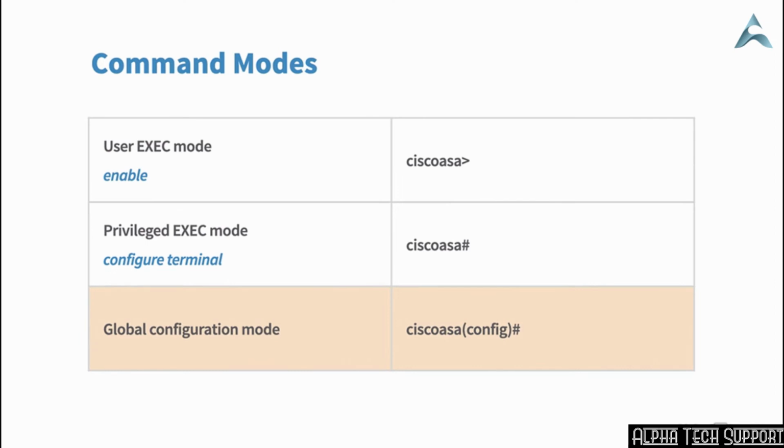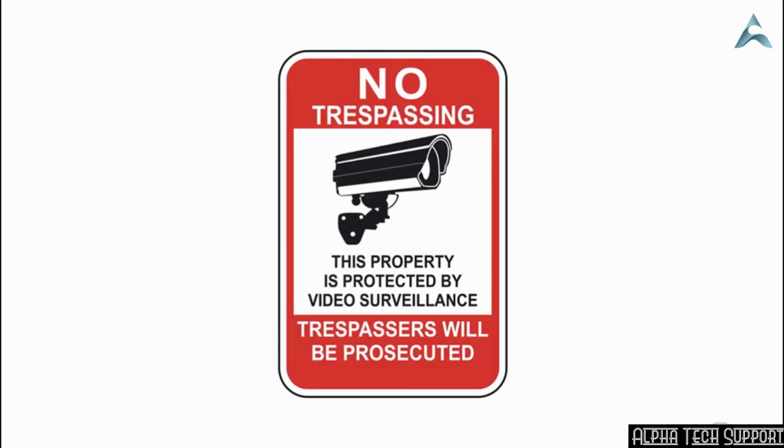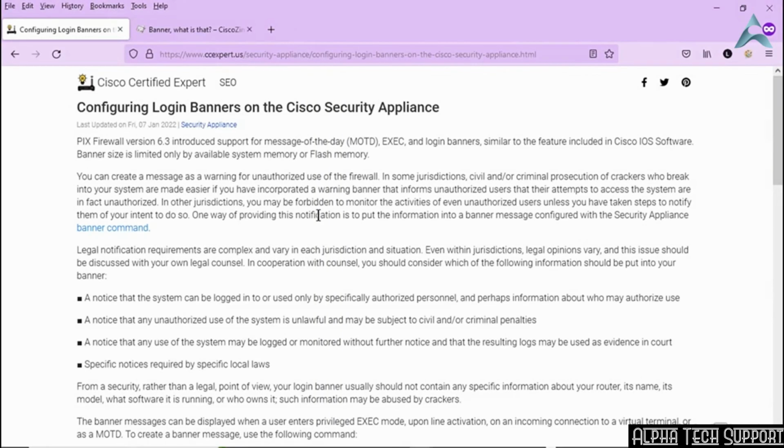Now we know how to access the system, but in most cases, you don't want unauthorized individuals to access your device. So in addition to using a password-protected login, you should also post a notification banner that displays a warning message when trying to gain access to the system. I'm here at this site where it talks about configuring login banners on the Cisco Security Appliance. Now, why do you do this? Well, there are several reasons. Some are specific to your organization, or some are required by specific local laws.